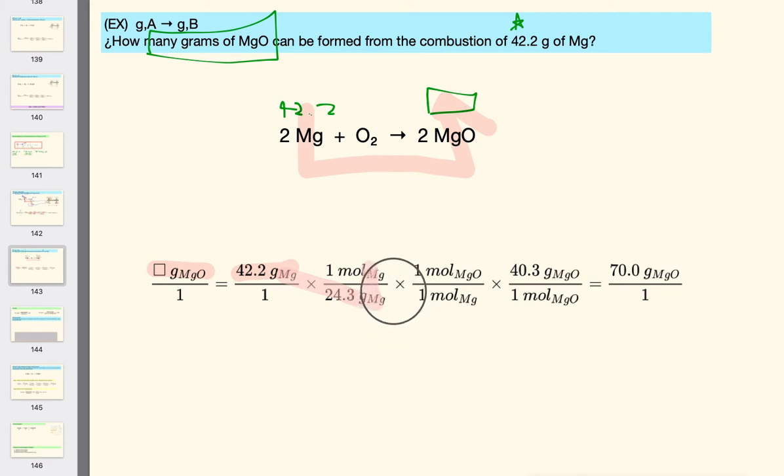From grams of magnesium to moles of magnesium. From moles of magnesium to moles of mag oxide. From moles of mag oxide to grams of mag oxide. You've arrived at your destination. You multiply that out and you get 70 grams. In this case, 70.0. Okay.